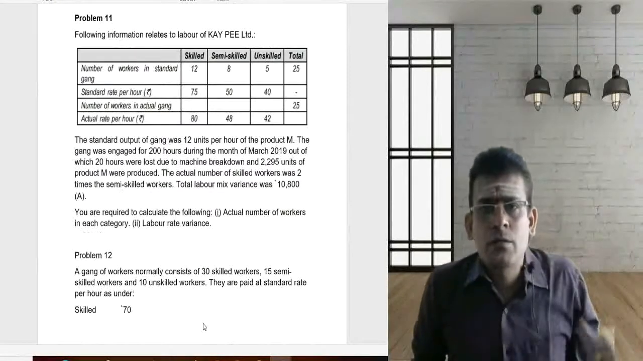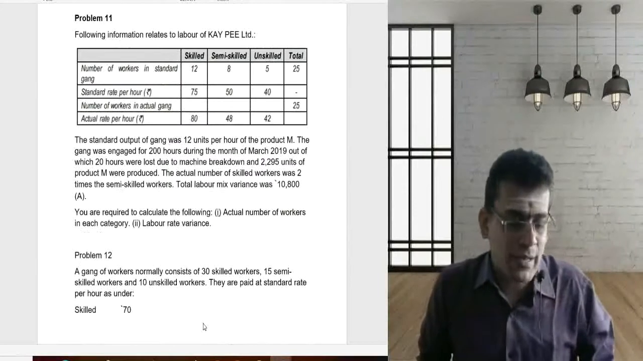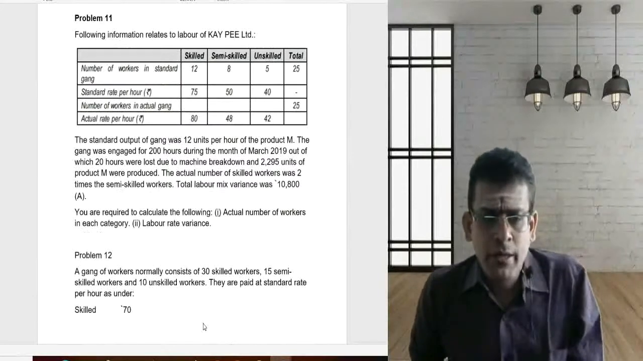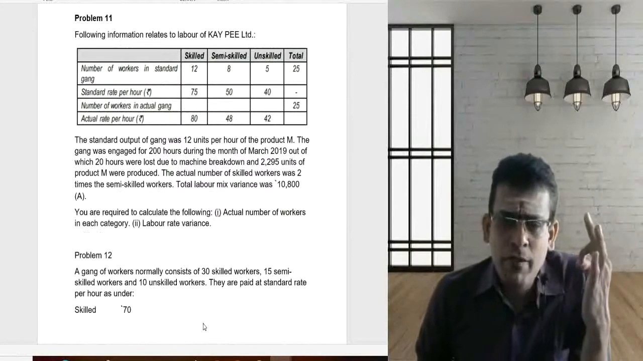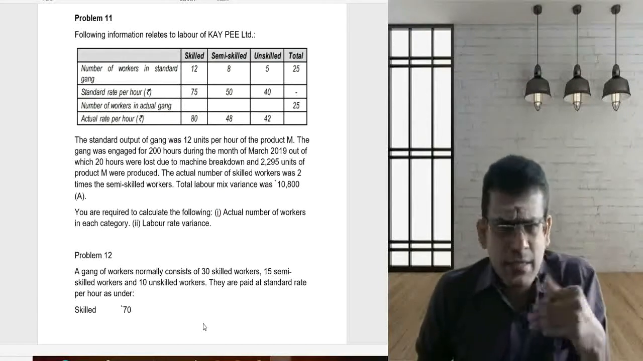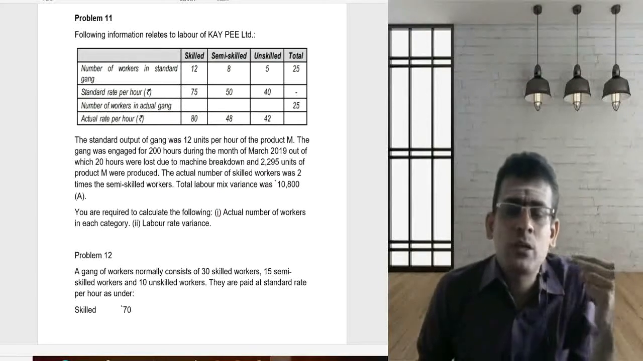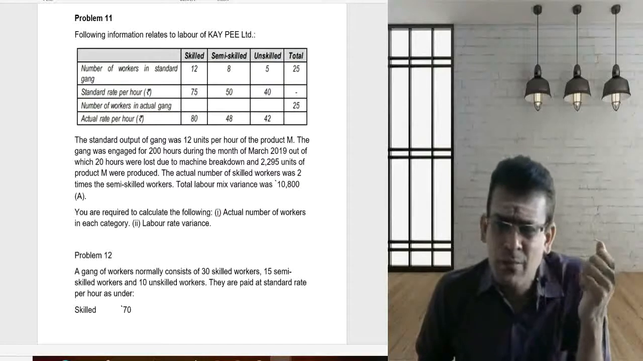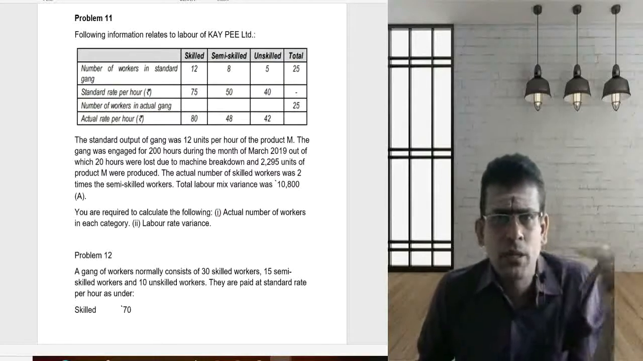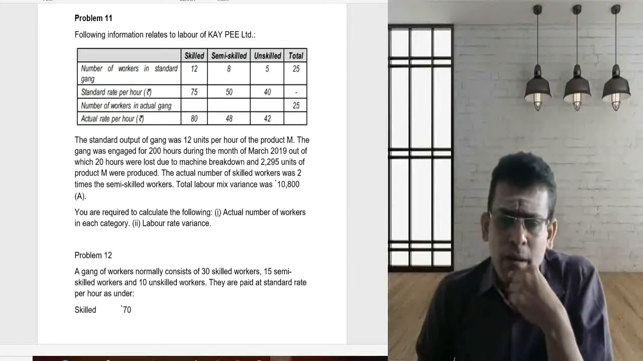Right, so now let us move on to problem number 11. Okay, so the following information relates to labor of KP Limited. This is again a problem based on labor. 11th and 12th problems are based upon labor. This is slightly different as compared to the other models. Okay, now let us see problem number 11.